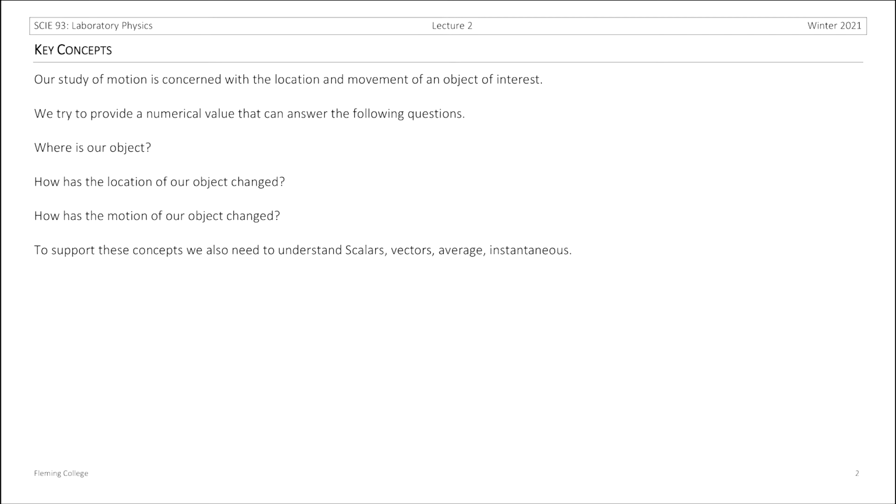Our goal here is to try to provide numerical values that can answer questions like the following. We will want to know where our object is in space. And to do this, we use the concepts of position and distance. We will also want to know how the location of our object changes. This describes the speed or velocity of our object.